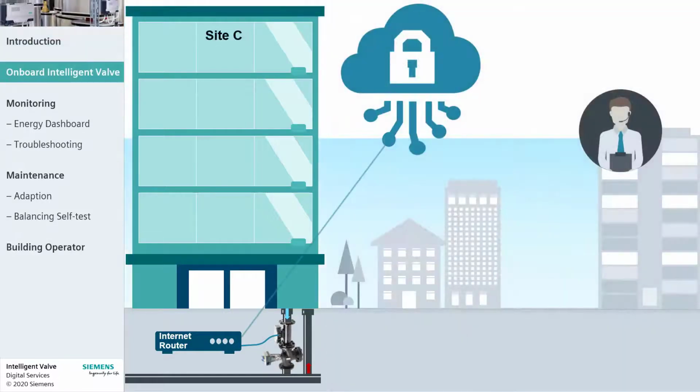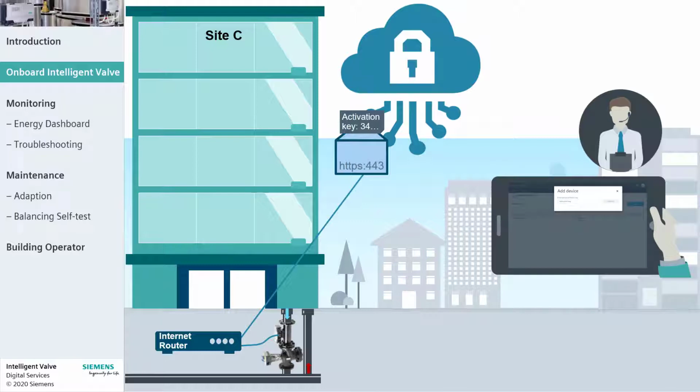Let's look at the onboarding process. Assuming correct and completed preparation, the Intelligent Valve will automatically register itself with the Siemens Cloud via the secure HTTPS port. No gateway is required for this connection.